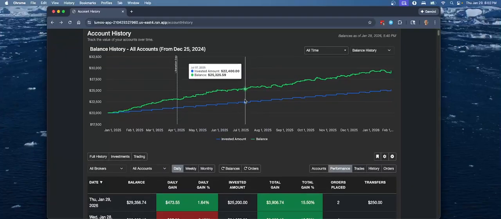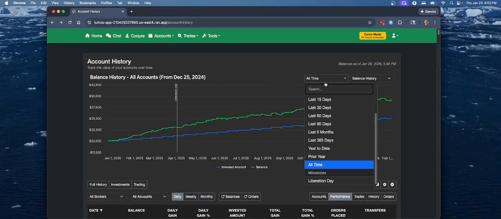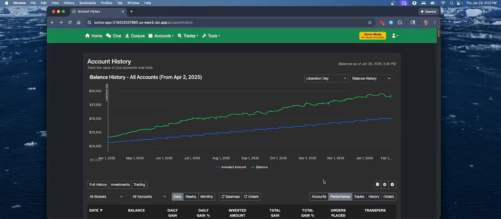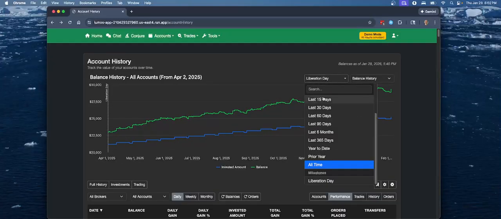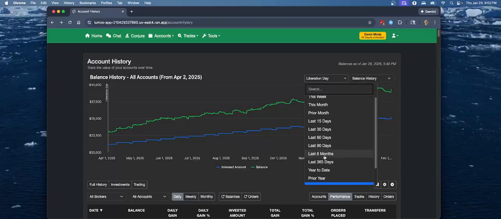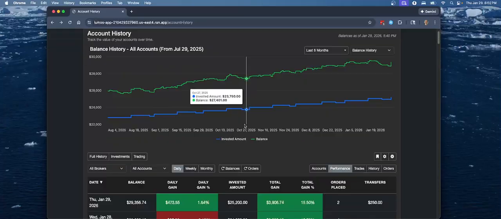So let's go back. And you can also do that for filtering, right? In your time filtering, I can filter what happened since Liberation Day, for example. And you can set those ranges to be open-ended, like a start date, no end date, or a fixed range from start to finish, and you can set them for all accounts or for a specific account. So let's go ahead and go back.